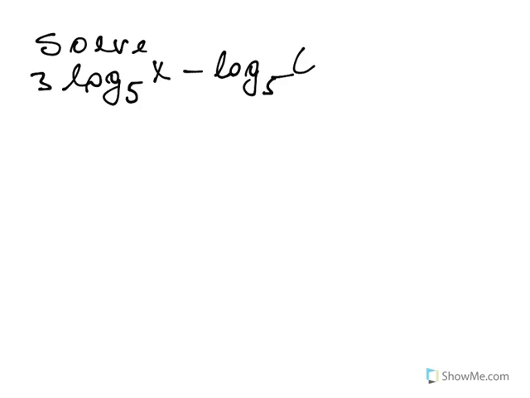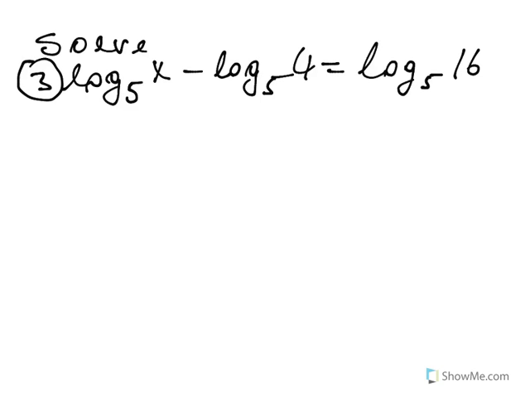So we are going to solve 3 log base 5 of x minus log base 5 of 4 equals log base 5 of 16. Now we have to think which of the properties we are going to use. As soon as we see the 3 in front of the log, the first property that we are going to use is the power property.